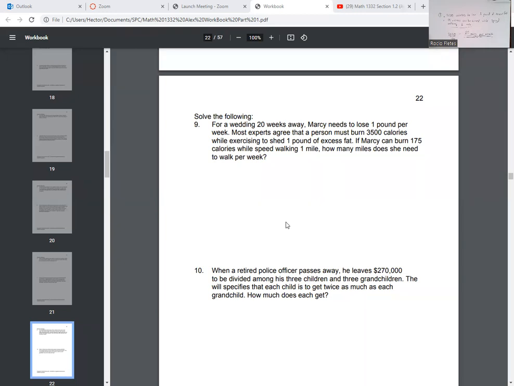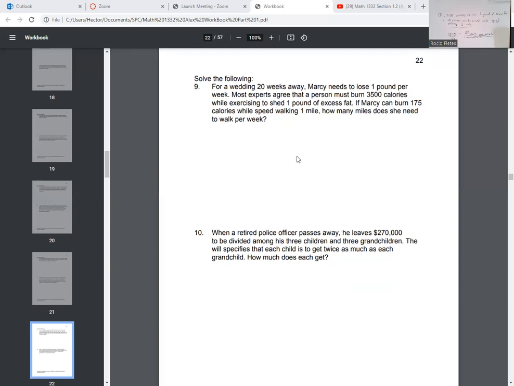And so it's gonna take me at least speed walking 1 mile to burn 175 calories. So I take the 3,500, well, it takes Marcy, right? 3,500 divided by 175 gives me the number of miles per week in order to burn 1 pound per week, right? So that's a lot of walking for 1 pound. That's a lot of walking. I like to walk, but I don't walk this much. But then I don't have to lose 20 pounds in 20 weeks, right? Okay, so that's number 9.